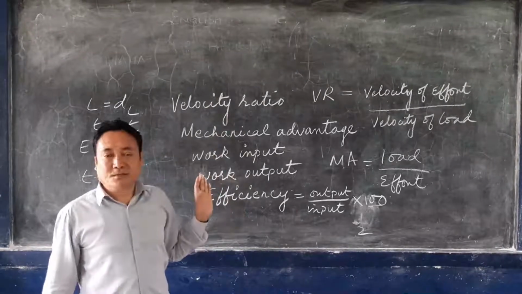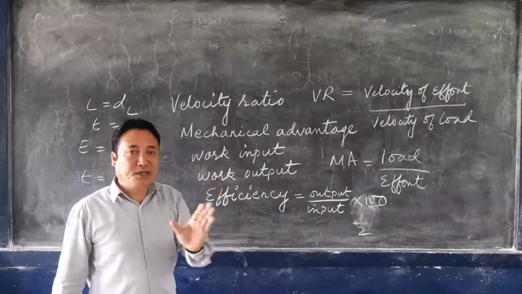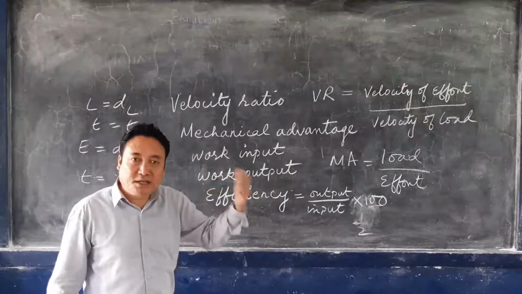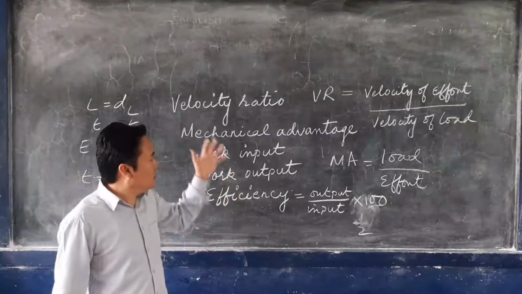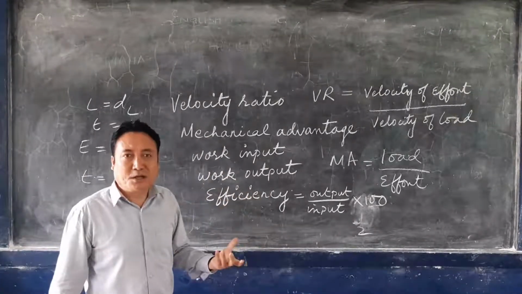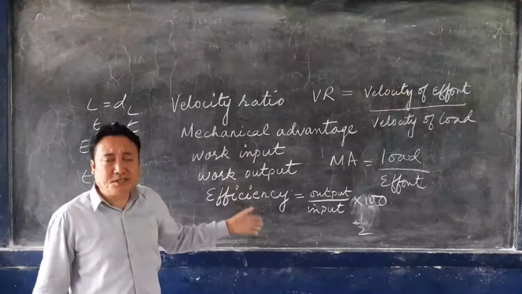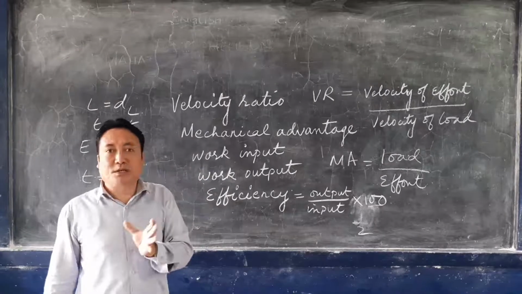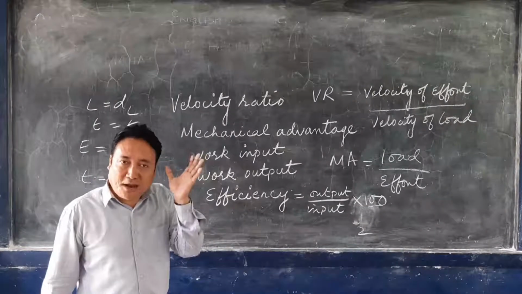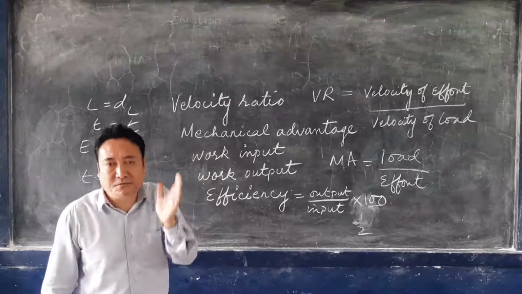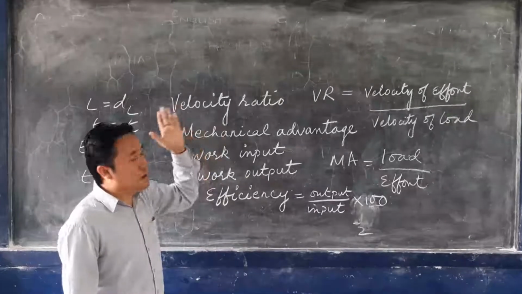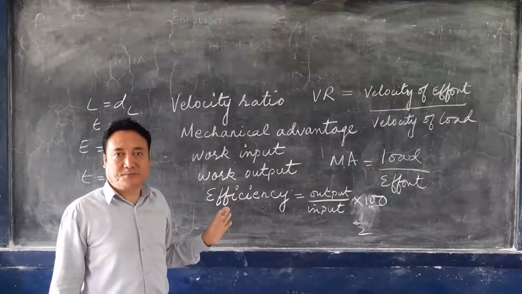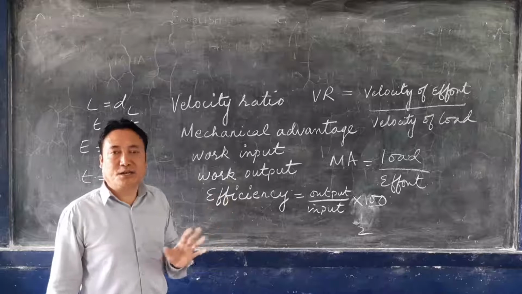These are the terms related to simple machines. In higher classes you will study all this, efficiency, work output, work input, in more detail. But these are the basic things to remember: when we study simple machines, we have to know the terms fulcrum, effort, load, velocity ratio, mechanical advantage, work input, work output, and efficiency. These are the terms related to the machine.